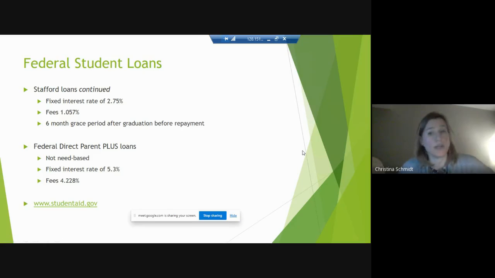There's a separate loan application at studentaid.gov, and the parent would log in using the FSA ID and password that the parent uses to help sign the student's FAFSA. We'll get into FAFSA in a little bit. And of course, there are private loans as well if a family was interested in using private loans to help with their educational costs.